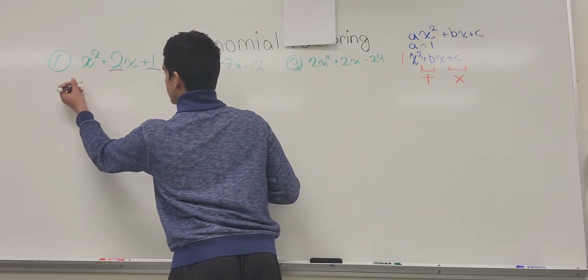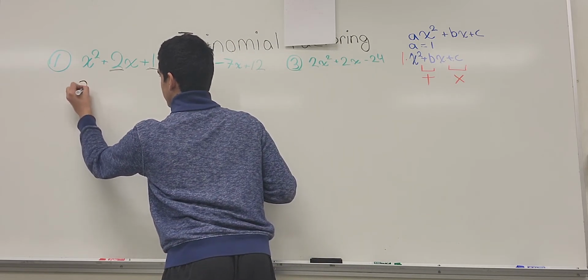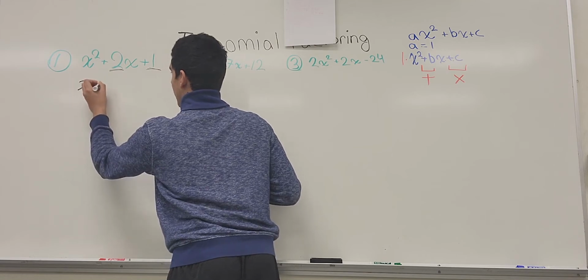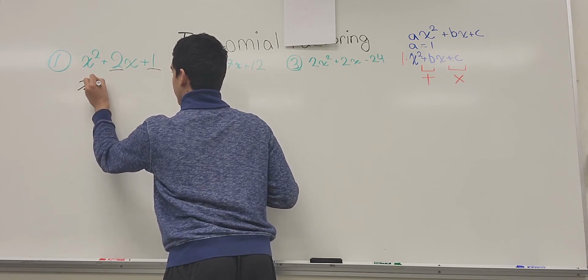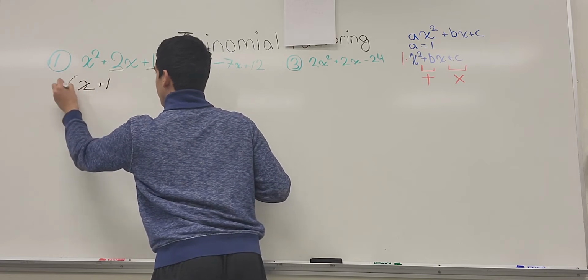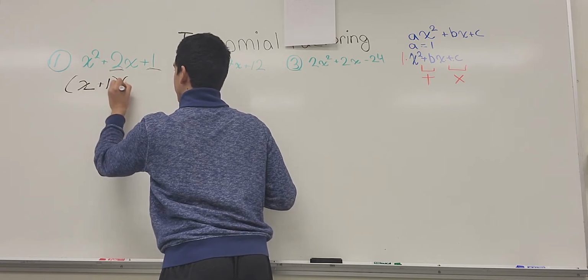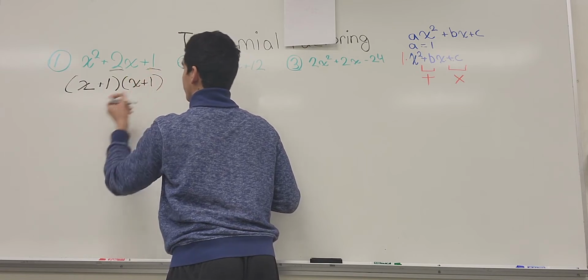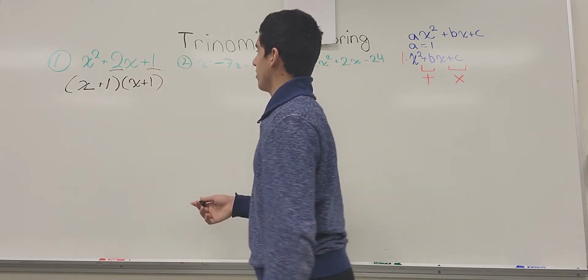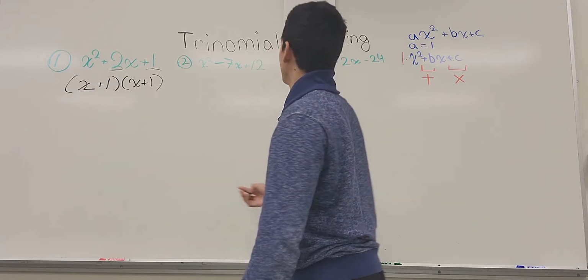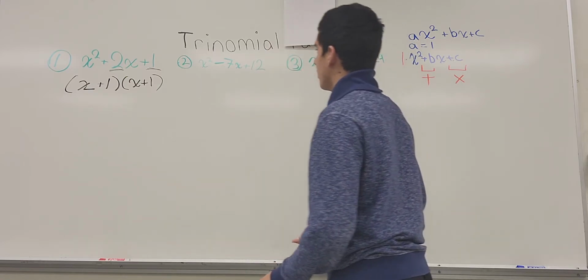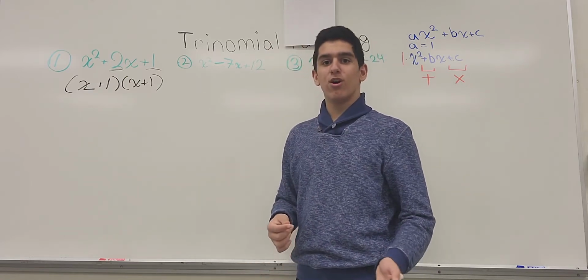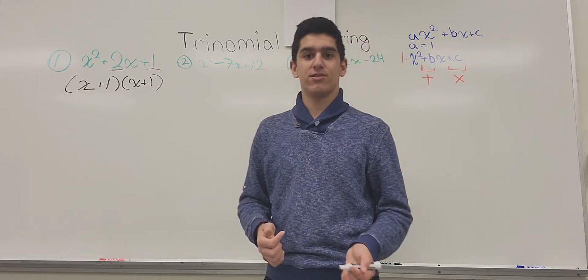So we're gonna have x, and our 2 numbers are gonna be positive 1 and positive 1 for the second number as well. So that's gonna be the answer to our first question. So we have x plus 1 times x plus 1. Now for the second question. Now I encourage you to pause the video at home and try to see if you can figure it out.